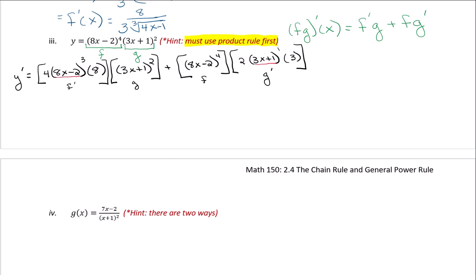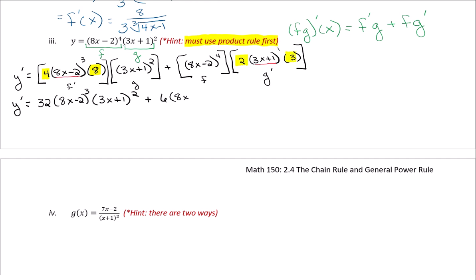Now we got to simplify it. So in this first one, we're going to multiply the 4 and the 8. That's going to give us a 32 times the 8x minus 2 cubed times the 3x plus 1 squared, plus, in the second one, we're going to multiply the 2 and the 3.